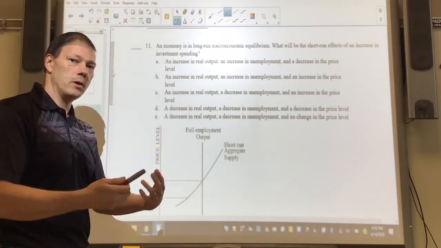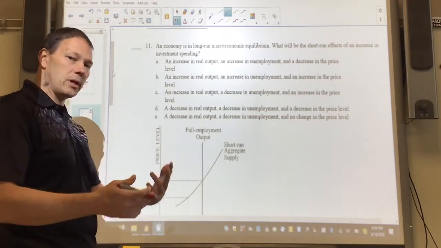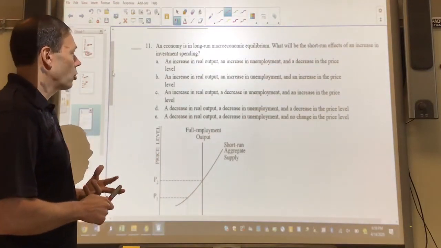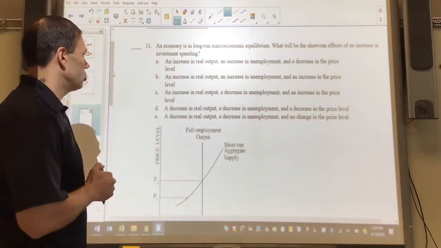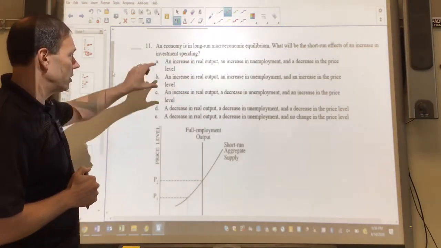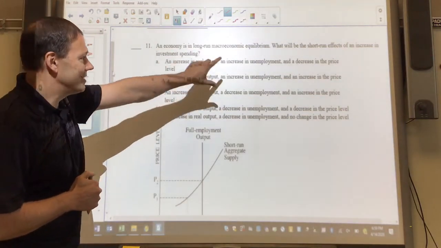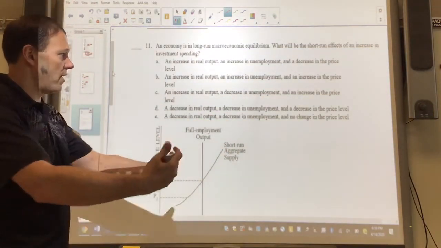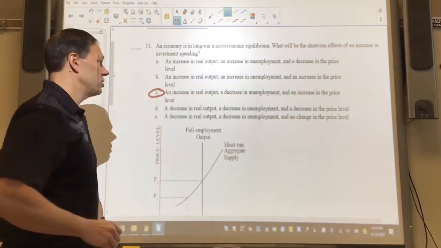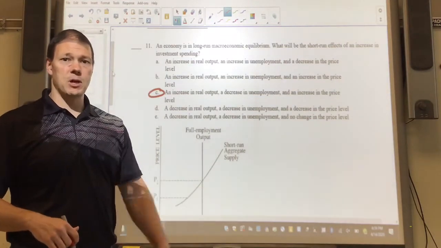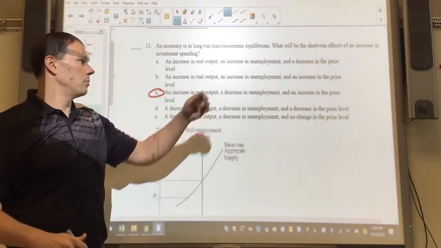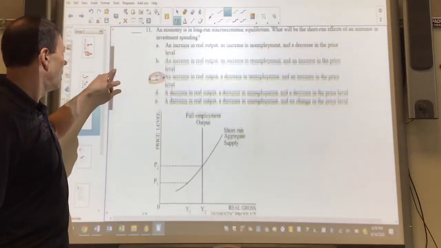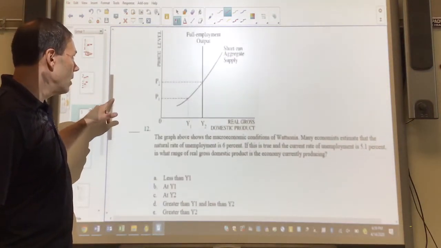Now in the long run, this might affect growth and things like that, but we're talking about the short run here. So it's going to be an aggregate demand thing in the short run. If aggregate demand increases in the short run, we're going to see an increase in real output, a decrease in unemployment, and an increase in the price level. In other words, if aggregate demand increases, letter C is what's going to happen. GDP is going to go up, price is going to go up, but unemployment goes down because more people are working, making more things. So number 11 is C.